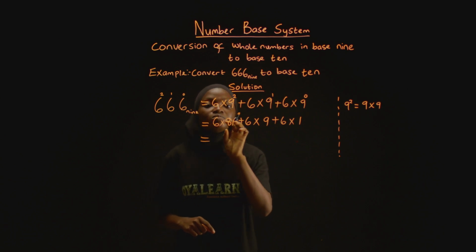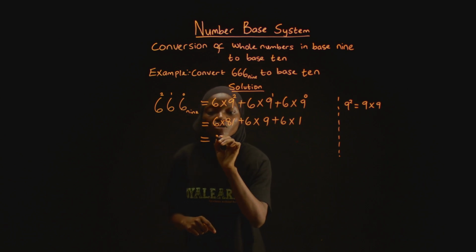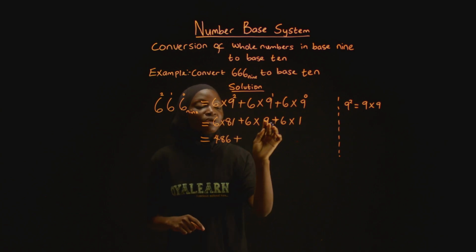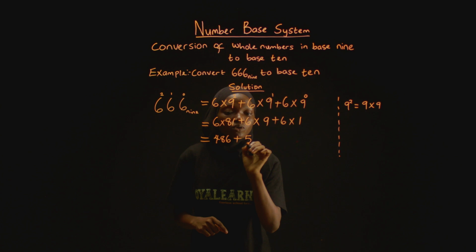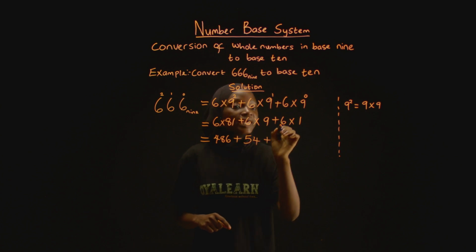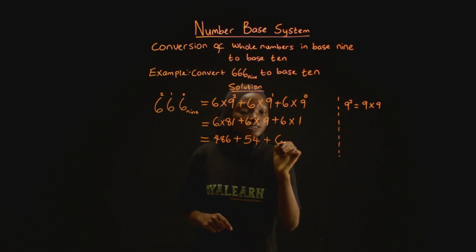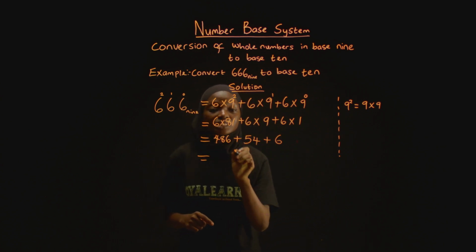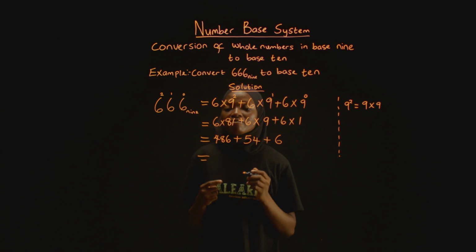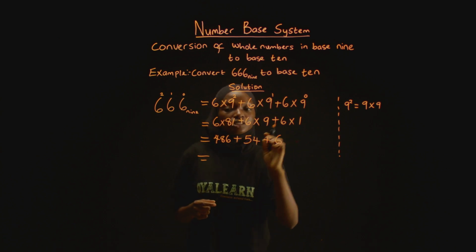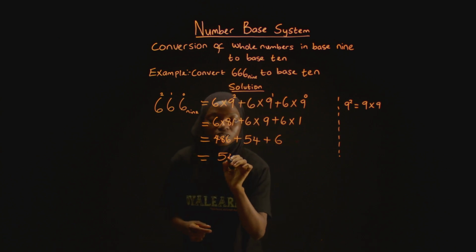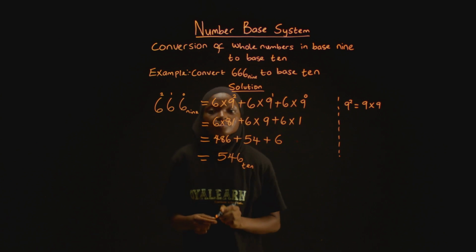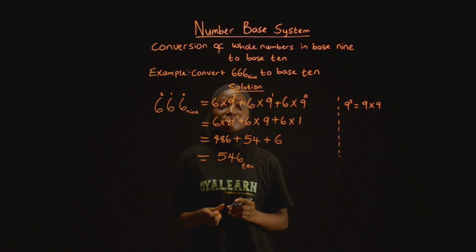That equals 6 multiplied by 81, we have 486, plus 6 multiplied by 9, we have 54, plus 6 multiplied by 1, we have 6. Now let's add 486 plus 54. That gives us 540, plus 6. We have 546 base 10. Is it the same answer as what you've gotten?